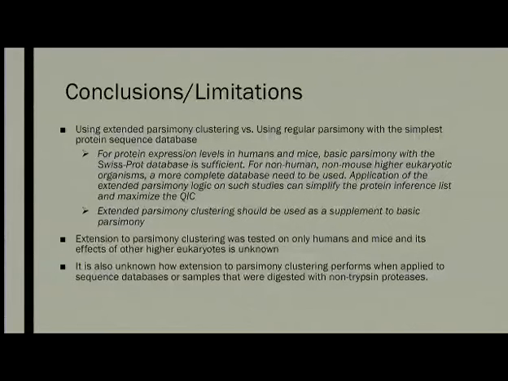However, we did find some limitations in our study. The extended parsimony clustering was tested on only humans and mice, and we don't know its effects on other higher eukaryotic organisms. At the same time, we don't know how this extended parsimony clustering would perform when applied to sequence databases for samples that were digested with non-trypsin proteases. This was only performed on trypsin digested samples. And if you're looking for isoforms, then it's recommended that you not use the extended parsimony logic, because there's a possibility that all the isoforms will be clustered into one single group.